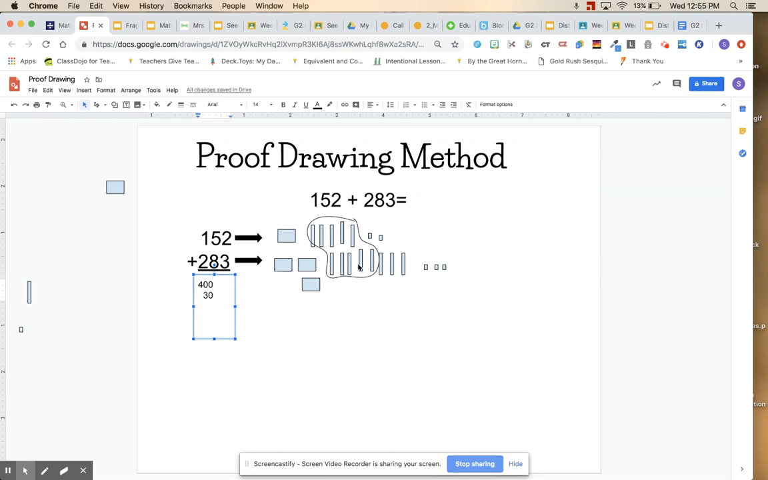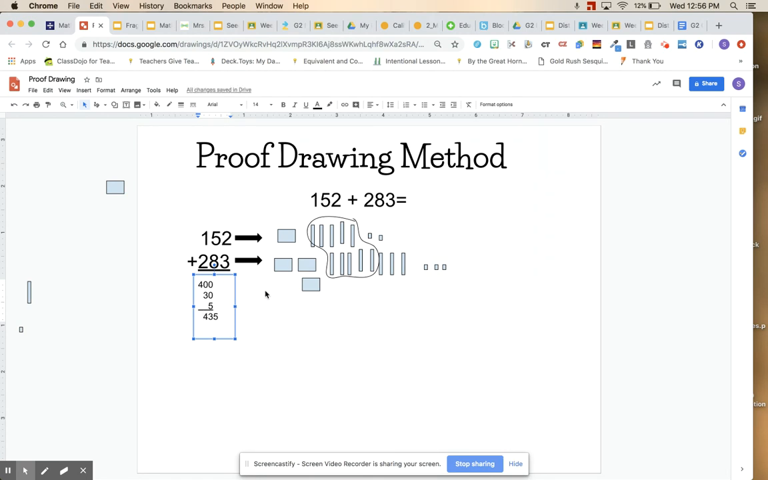And then finally, I'm going to look at my ones place. I have 1, 2, 3, 4, 5. So I'm going to put in my 5 units that I have, and I'm going to add these up. So I know that there is 5 units, so 0 plus 0 is 5, 0 plus 3 is 3, and I just bring down my 4. And so my answer is 435.